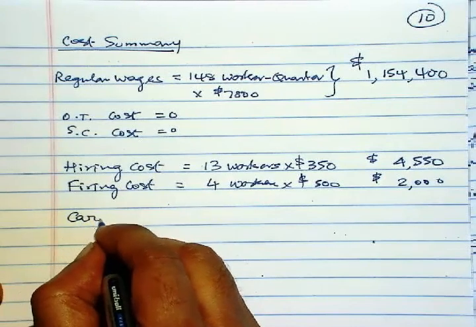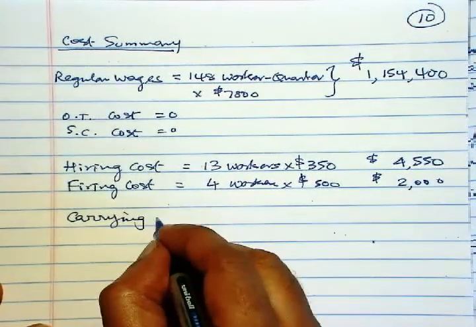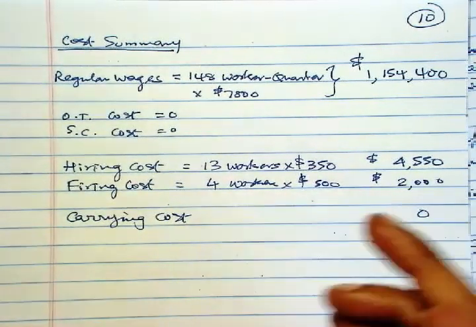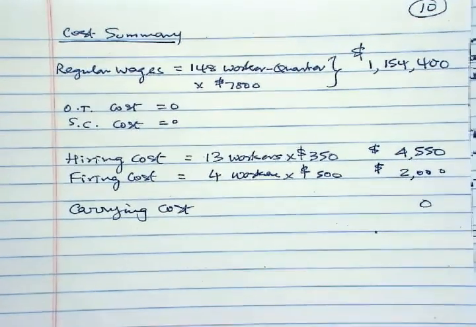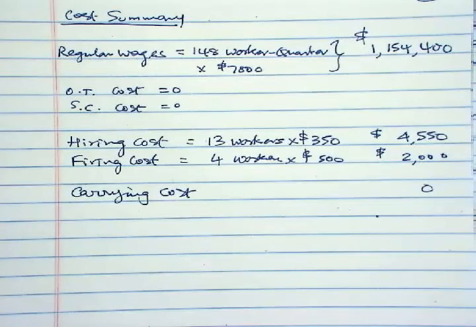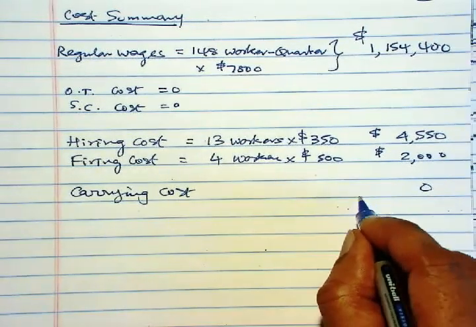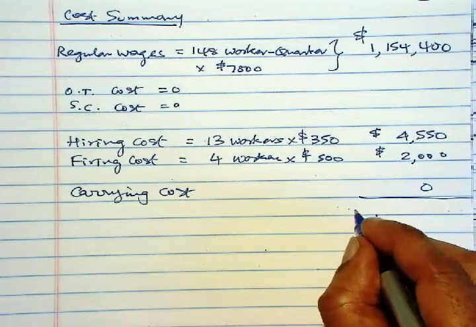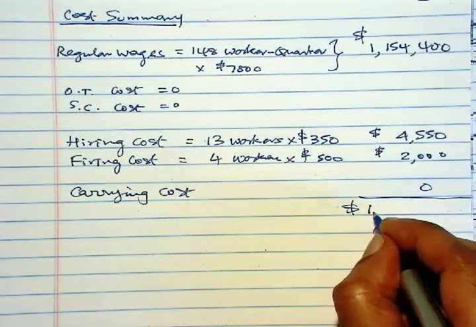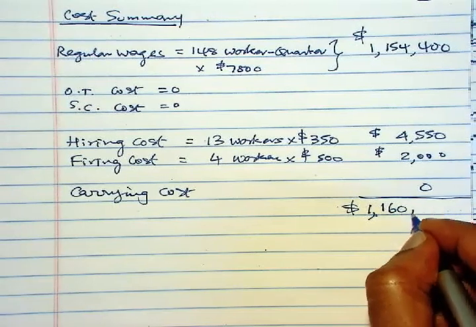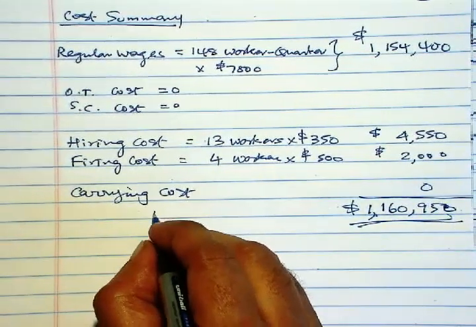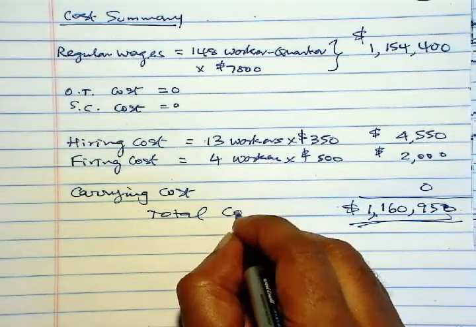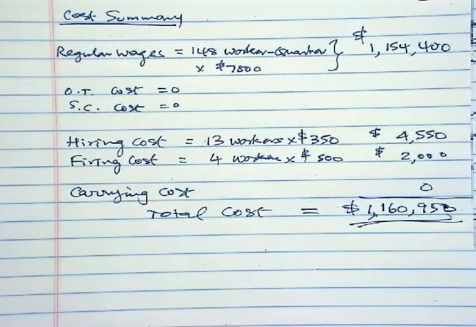Carrying cost or holding cost is 0 because in Chase we're producing exactly what is needed. So the only stock that we will carry from quarter to quarter will be the safety stock, and in this case the safety stock is 0, so there is no carrying cost. So now we add these costs, then you get 1,160,950. So that is the total cost. This is for the Chase plan.